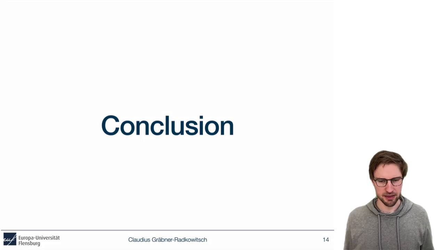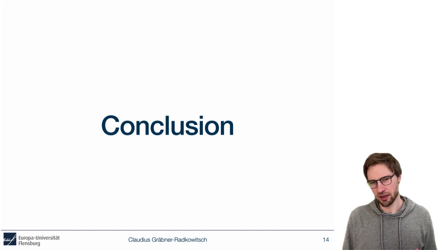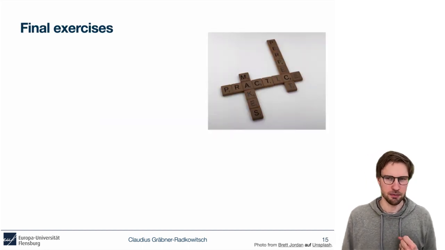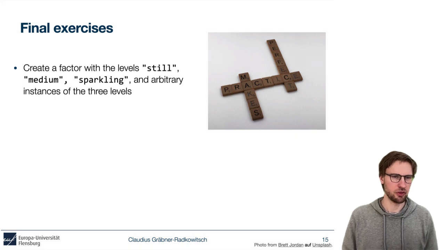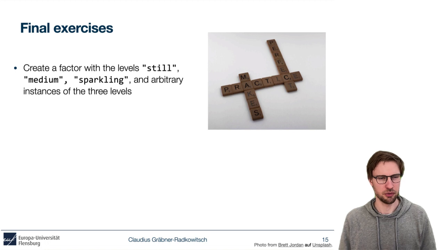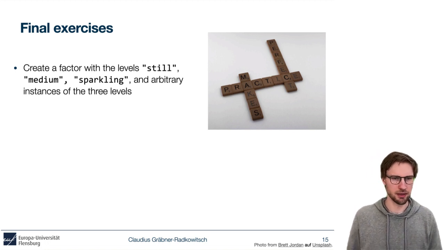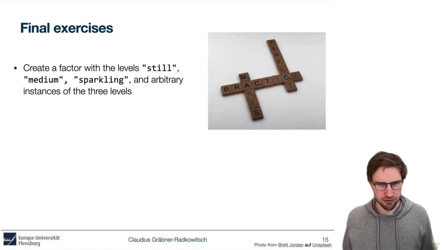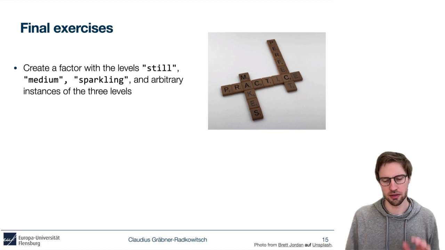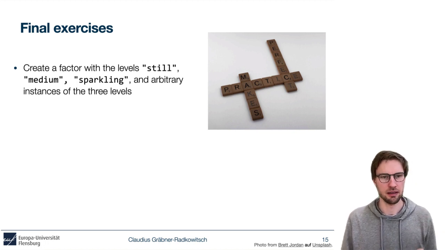And that's basically it about advanced object types. I recommend you do a final exercise that wraps up everything we did today. The exercise is as follows. You start by repeating what we did with factors. So create a factor with 3 levels: still, medium, and sparkling. Just create any factor, with any number of instances as you want. It just should be a factor with these 3 levels.